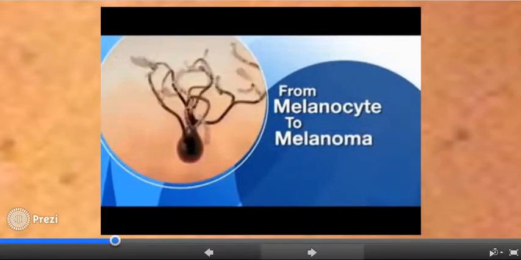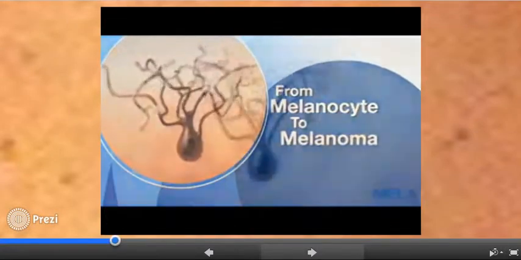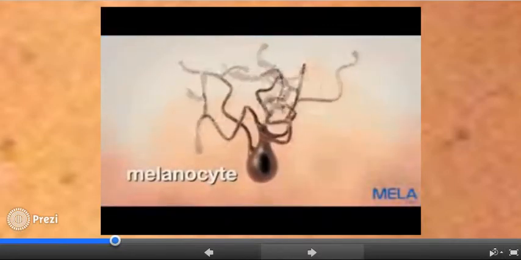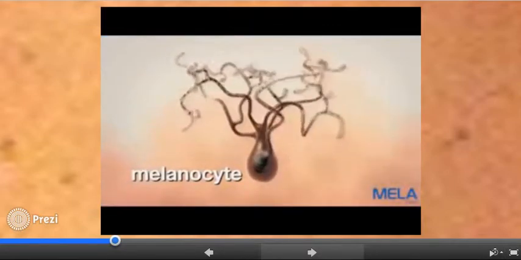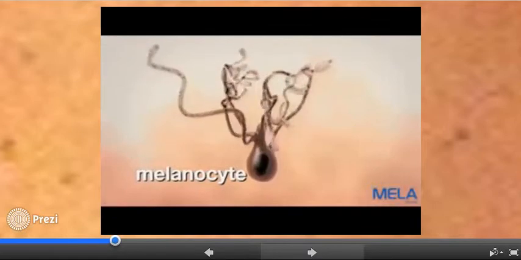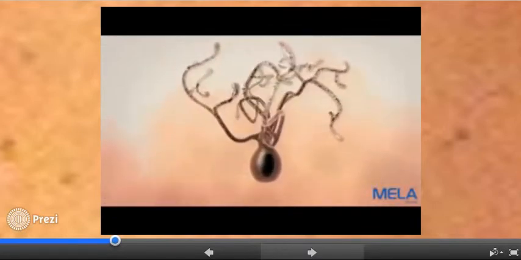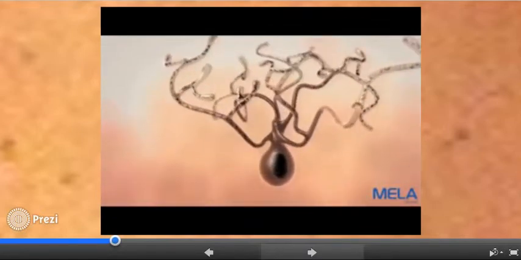Melanocyte to melanoma. Melanocytes are cells that produce melanin, a brown-black pigment that determines the color of the skin, hair, and eyes in humans, and helps to guard against the damaging effects of the sun.